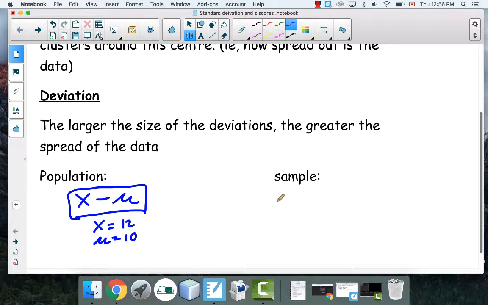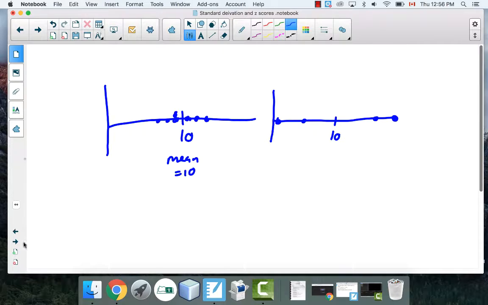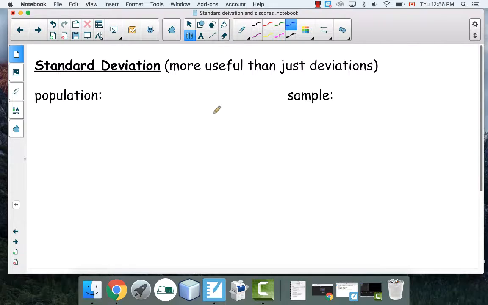In a sample, it's the same exact equation, except they tend to use lowercase x, and for the mean, they use x bar. Same exact thing. Take your data point, and you just subtract your mean, and that's how you get your individual deviation. Now this right here is actually not very useful. Knowing how far away an individual point is might be useful for that point, but generally in statistics, we worry about averages and stuff like that, right? So the more useful version is called the standard deviation.